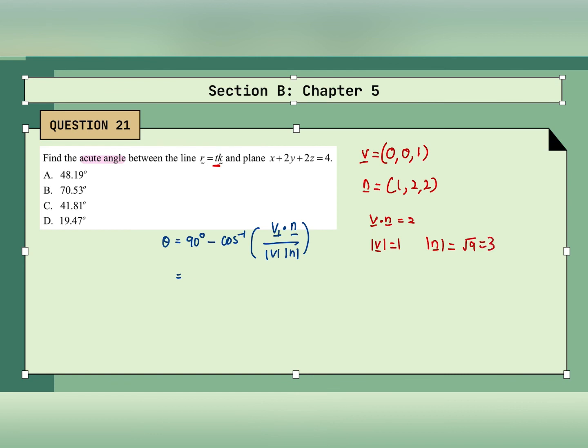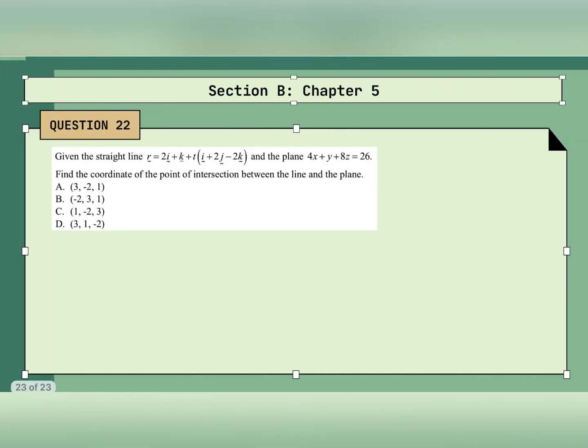Okay, so 90 degree minuskan dengan shift cos of 2 over 3. Okay. So boleh terus guna calculator lah. And then I will get 41.81 degree. So our answer adalah C. Okay, sebab dia kebetulan acute angle juga. Okay, and now last question.